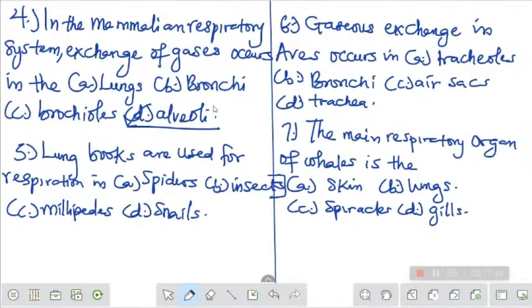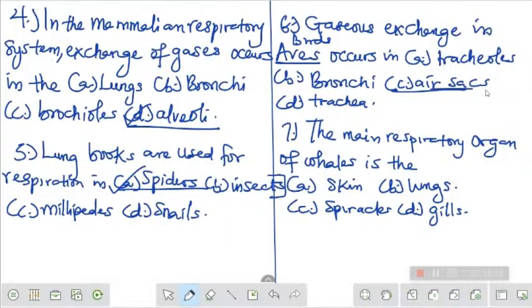Book lungs are used for respiration in what? We all know that it was spiders. Number 6, gaseous exchange in aves. Aves are birds. They fly in the sky, so they normally have air sacs in their body. That's where gaseous exchange occurs. So the answer is what?